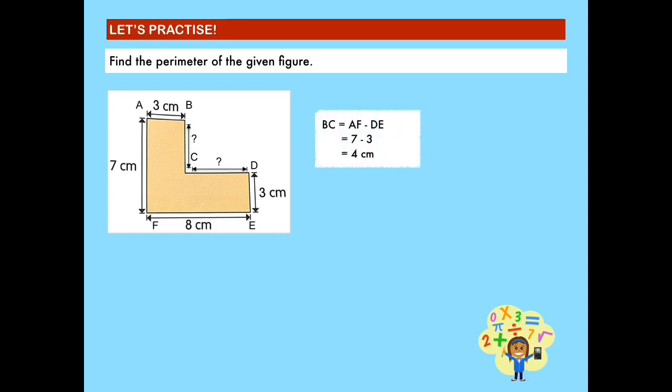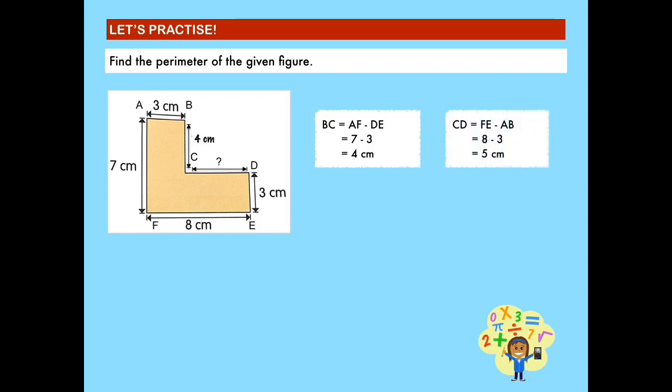Let's find line BC first. By looking at the figure, we can say that line BC and line DE together have the same length as line AF. Hence, we subtract line DE from line AF to get line BC. So 7 minus 3 is equal to 4 centimeters. Line BC has a length of 4 centimeters.